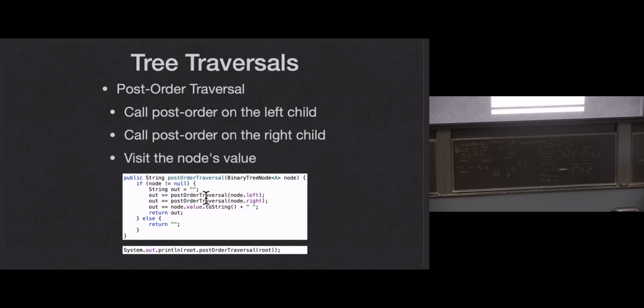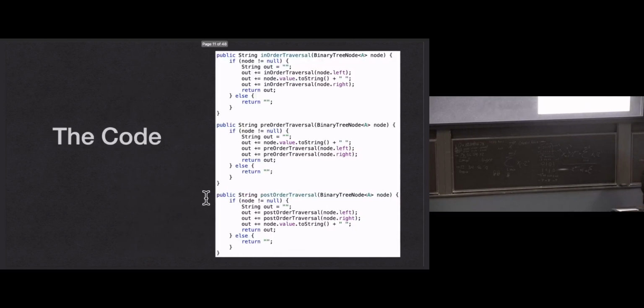The only difference between these three traversals is when you visit the node: either before the recursive calls, after the recursive calls, or right in between the two recursive calls. In-order visits the node in between the two recursive calls. Pre-order visits the node before the two recursive calls. Post-order visits the node after the two recursive calls. Those are the differences. Other than that, it's the same idea, same concept. Make the two recursive calls and visit the node.